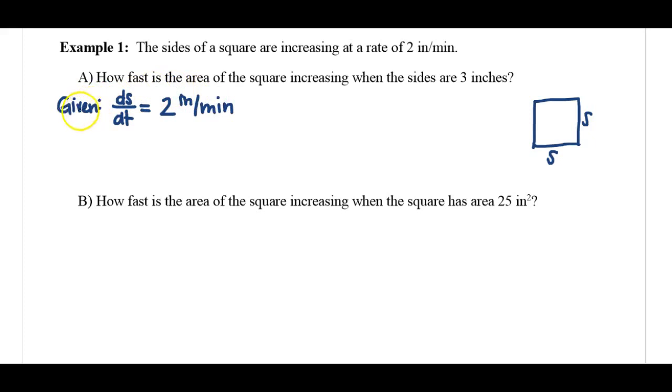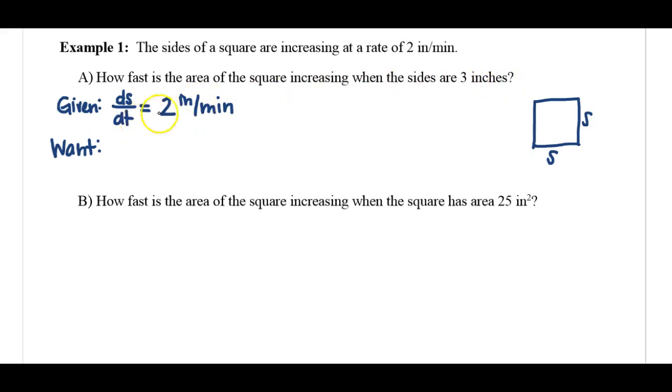So I wanted to translate my given information in words, the side of a square is increasing at a rate of 2 inches per minute, into mathematical notation. So I want to identify the givens and the want. So what do I want to find? In part A, how fast is the area of the square increasing when the sides are 3 inches?